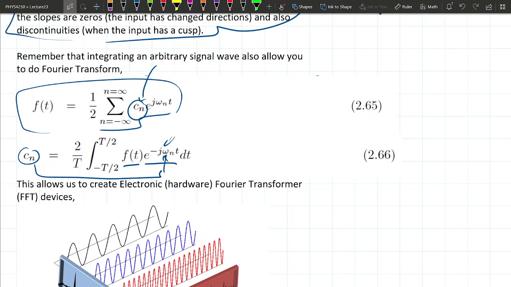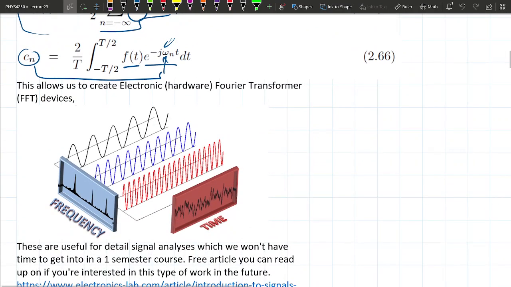How do you integrate things? You put it through a low pass. Well, you put it through an RC filter. I don't want to call it a low pass anymore. So in electronics, you have these devices that you can build physically that do the Fourier transform for you.